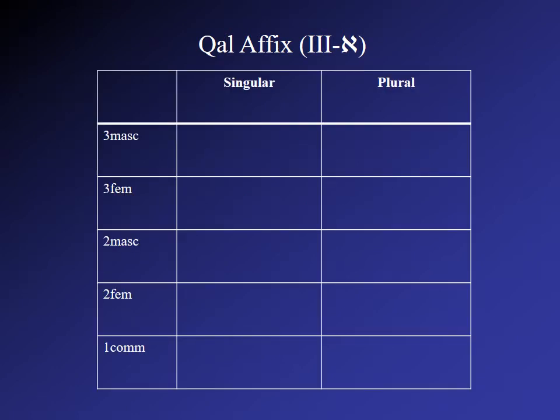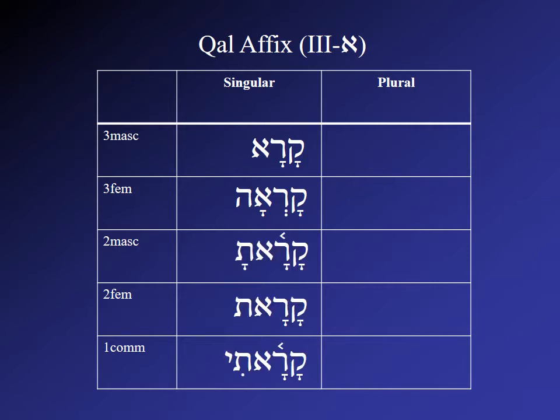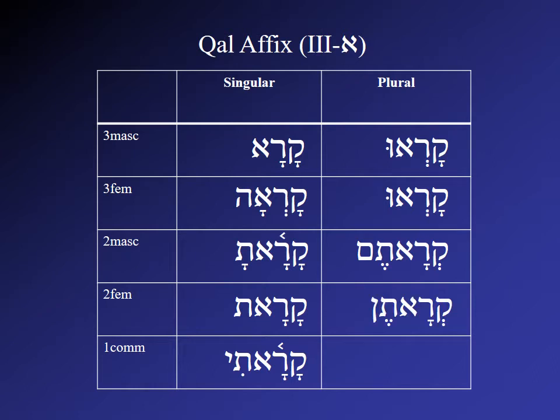So let's look at the paradigm of the Qal affix in the third aleph and see how these rules play out. Here's our first form, which is familiar to us from vocabulary. Kara, he proclaimed. Here's kara'a, karata, karat, karati, kara'u, kara'u, karatem, karaten, karanu.